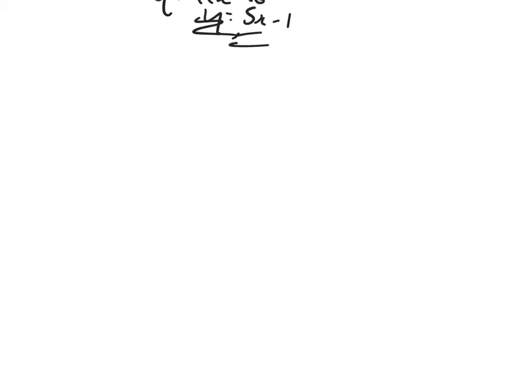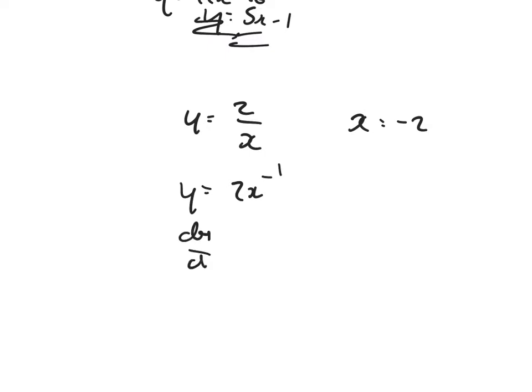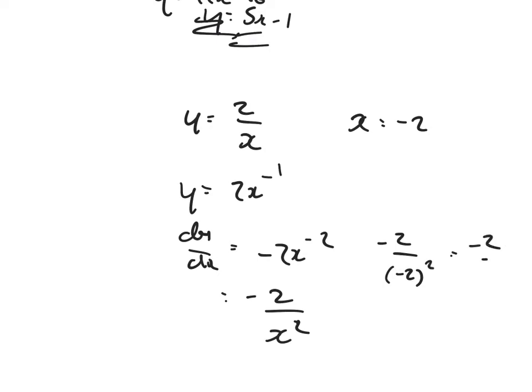Okay, let's try another, which is going to be find the equation of the tangent to the curve y equals 2 over x when x equals minus 2. So let's first of all prepare to differentiate. That'll be 2x to the minus 1. Now differentiate, bring the power down, multiply, take 1 away from the power. That'll be minus 2x to the minus 2, which can now be written as minus 2 over x squared. And it's ready for subbing in. So x equals minus 2, that'll be minus 2 over minus 2 squared. That's minus 2 over 4, which is minus 1/2.